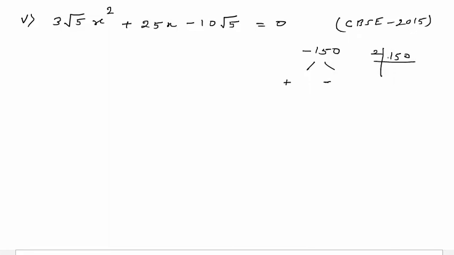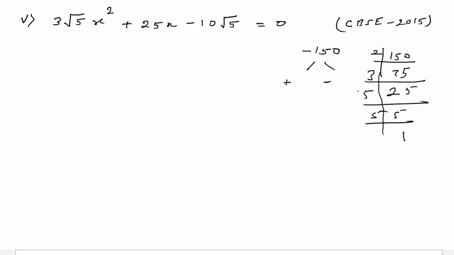With 2 I will start. 2 fives are 10, then this 75 I can factorize with 3. So 3 twos are 6, 3 fives are 15, and this 25 I have 5 fives are 25 and 5 ones are 5. Now I have to arrange in such a way that their product is minus 150 and their addition will give me 25.